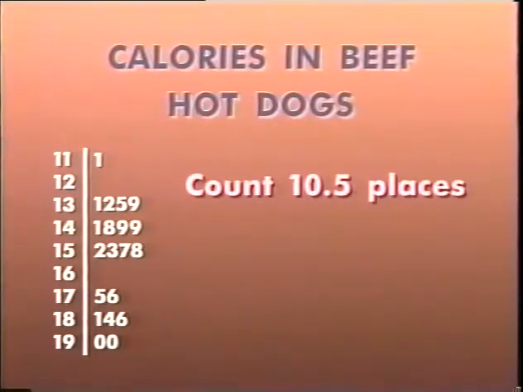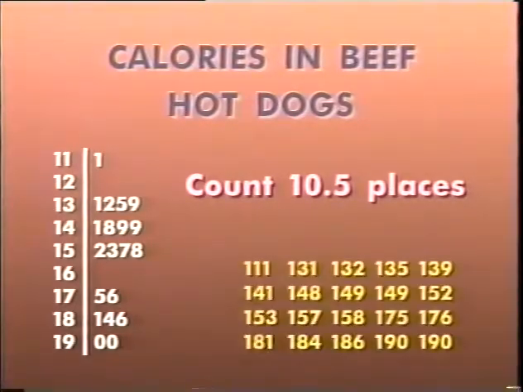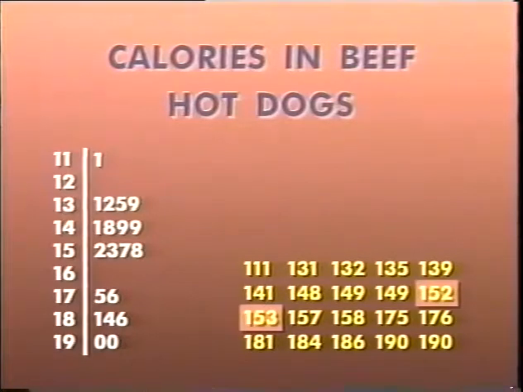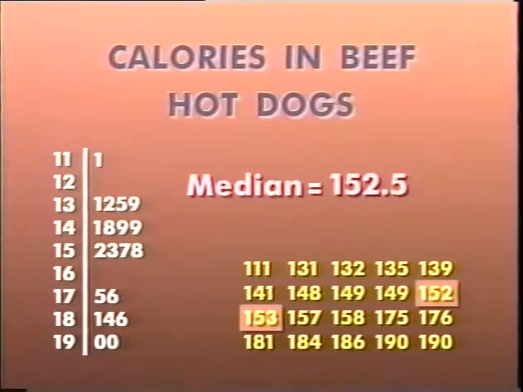Now let's describe the distribution numerically. We'll use the median to tell us the calorie content of a typical beef hot dog. Since we have 20 brands, the location of the median is (20 + 1)/2, which equals 10.5. That's halfway between the 10th and 11th hot dog in the ordered list. The stem plot already arranges the data in order. That's an advantage of stem plots. But we'll write the ordered values here for easier viewing. The 10th and 11th values are 152 and 153. So the median is the average of these values, or 152.5 calories.